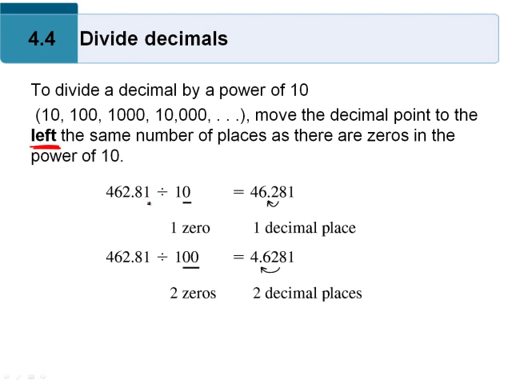So look at this first example. We have 462.81 divided by 10. So there's 1 zero. That means I moved the decimal point one place to the left. All right? Look at the next example. We're dividing by 100. 2 zeros, so I moved the decimal point 2 places to the left. So that's what you're going to do when you're dividing decimals. So just remember, multiplying decimals, you move to the right because it's getting bigger. When you multiply, it's bigger. When you divide, you have to go to the left because it's getting smaller.